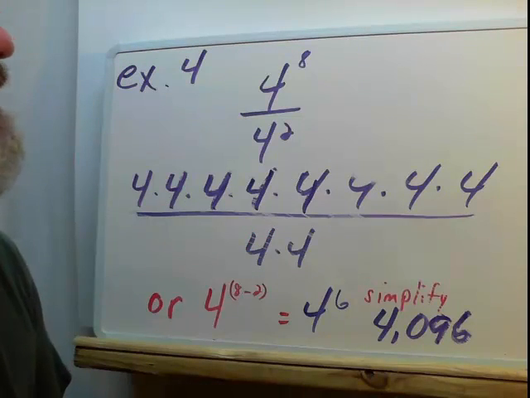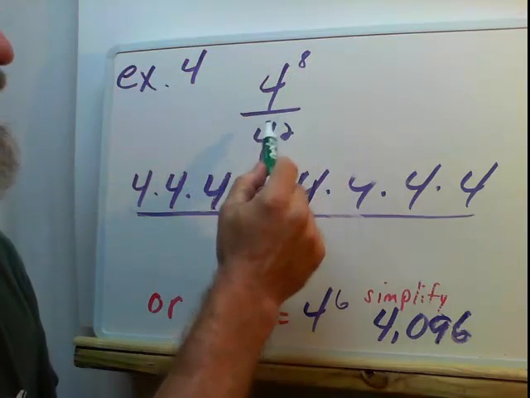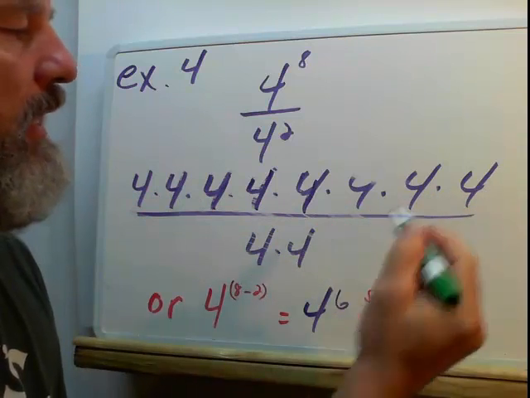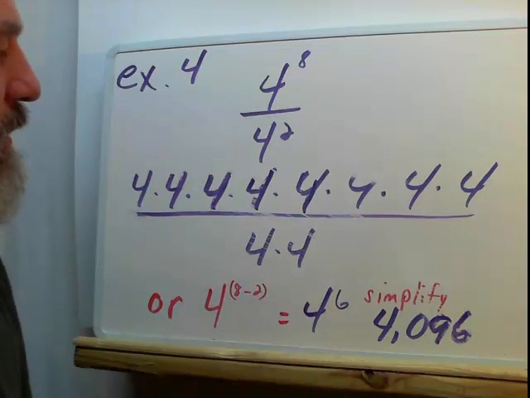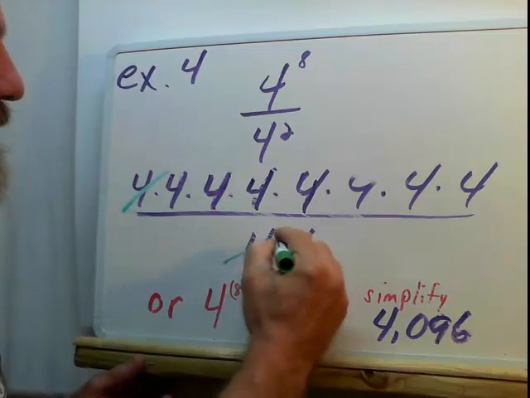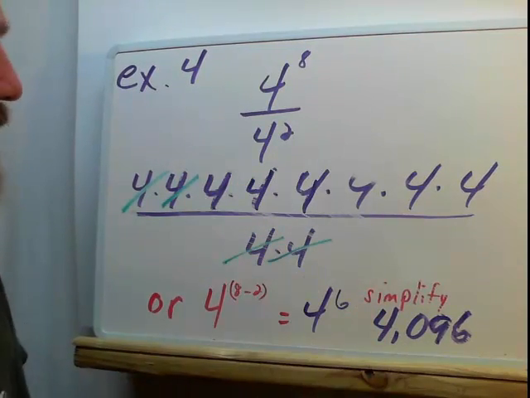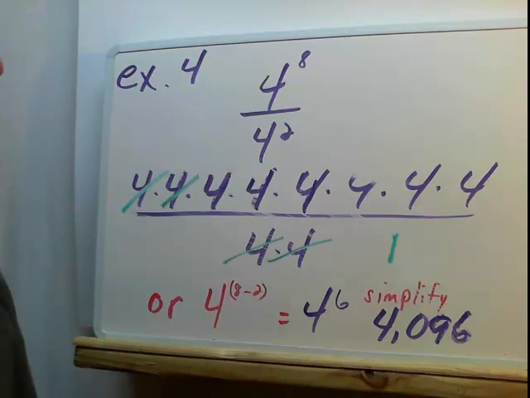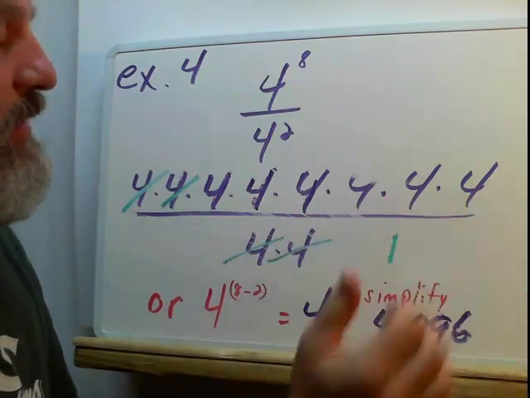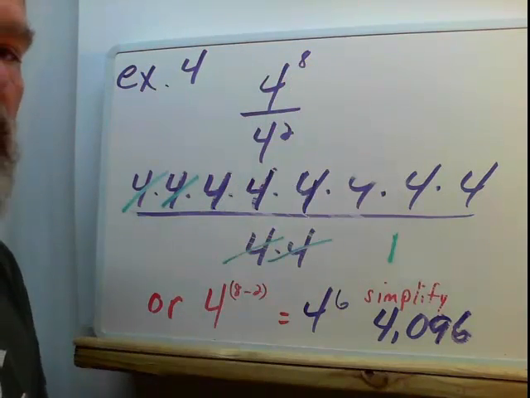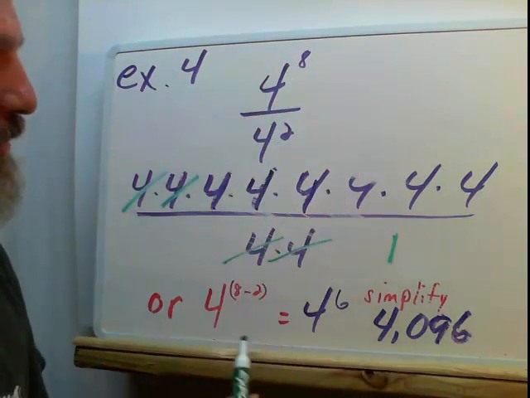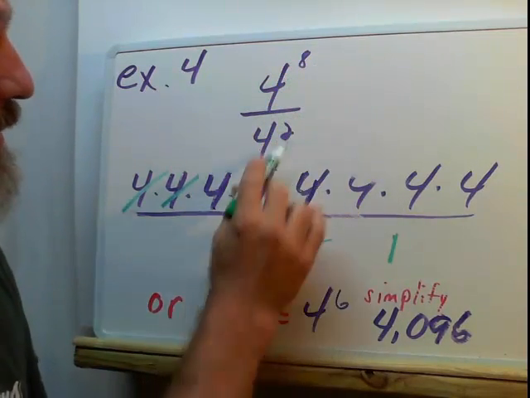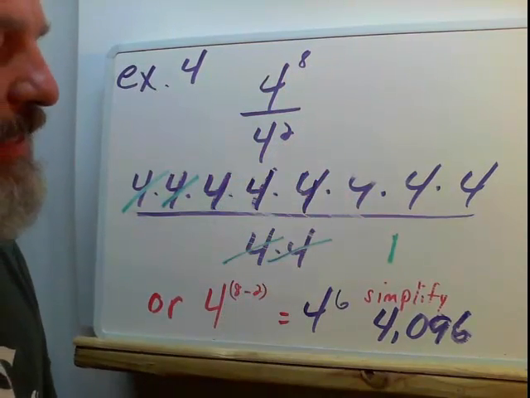Example number 4. 4 to the 8th divided by 4 to the 2nd power. So we could write this out as all 8 of our 4's up here and 2 of the 4's here, and then we can go through and cancel. You've done this many times in mathematics. Those all become 1's. We can ignore them, although we will still have 1 down below. So we have 1, 2, 3, 4, 5, 6, 4 to the 6th power. But now when we're dividing monomials, we can look at it as a subtraction of the exponents. So it's 4 to the 8th minus 2, 4 to the 6th.